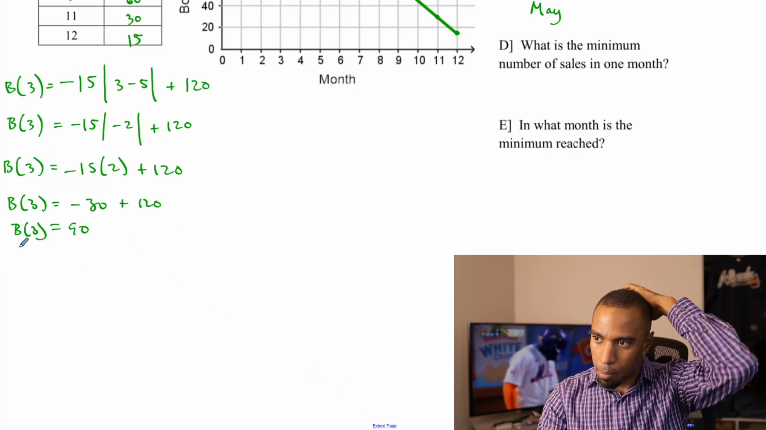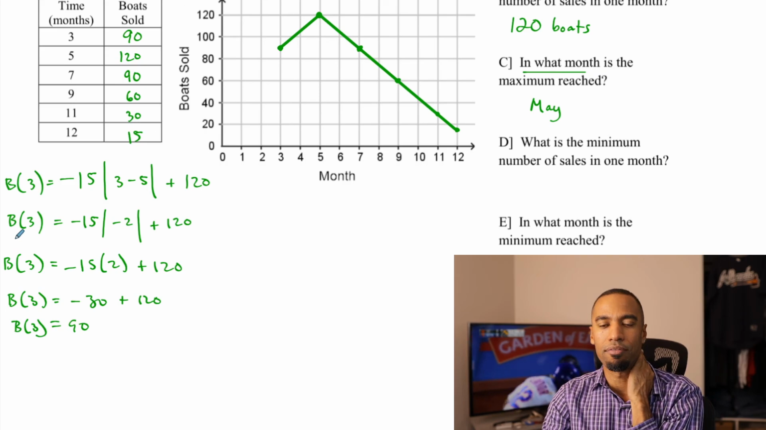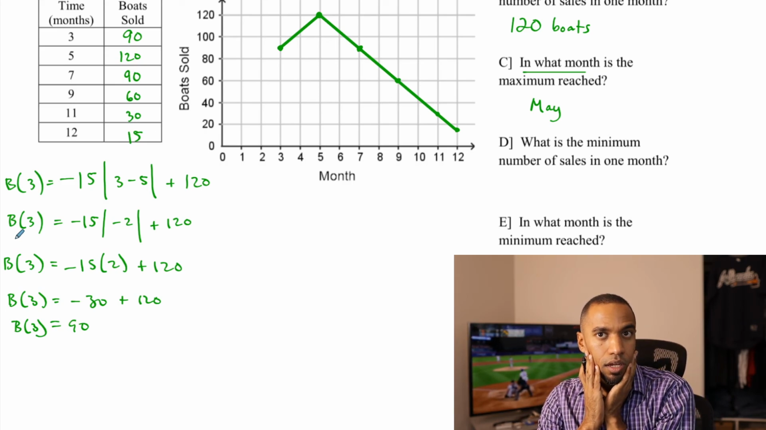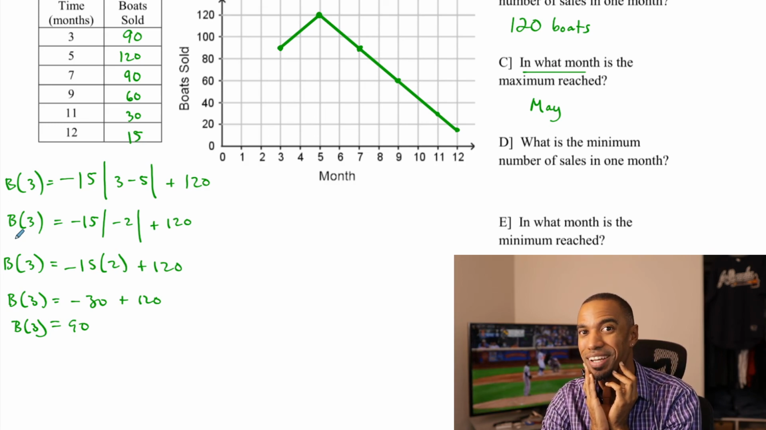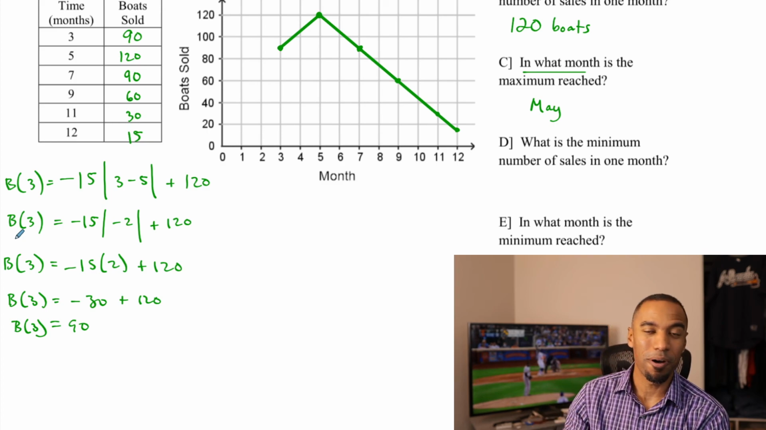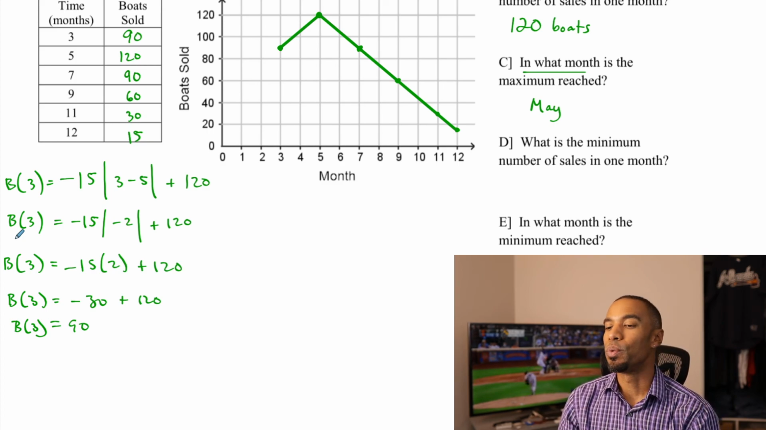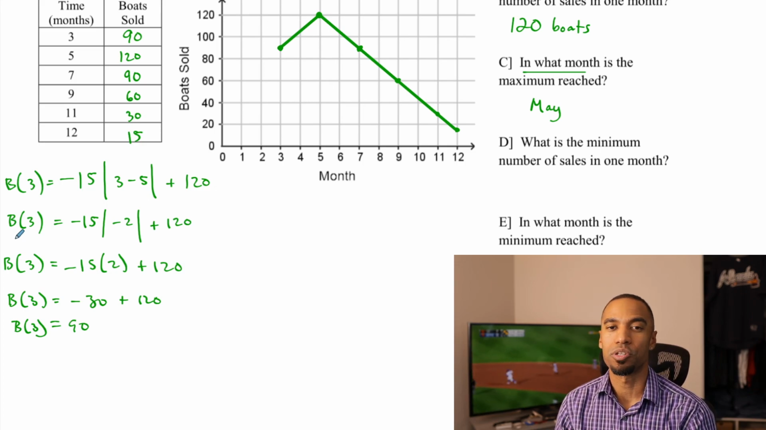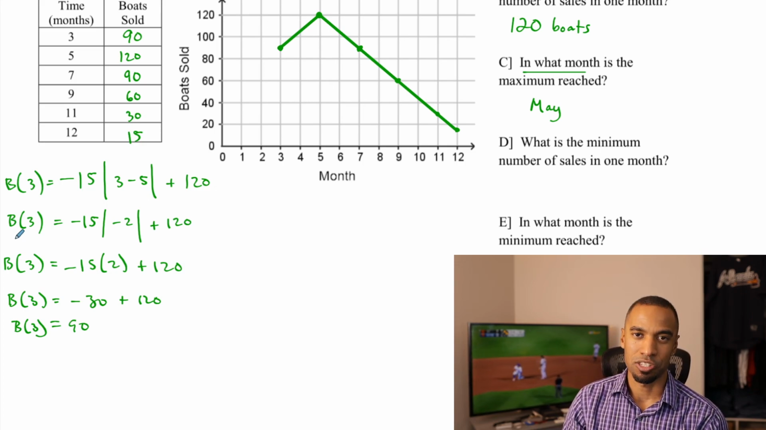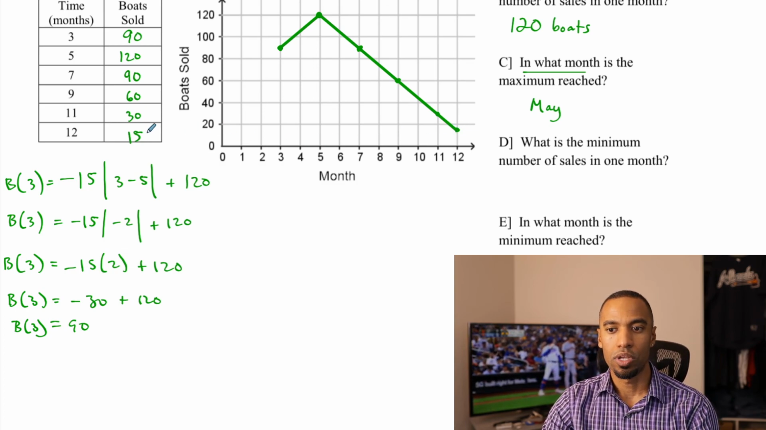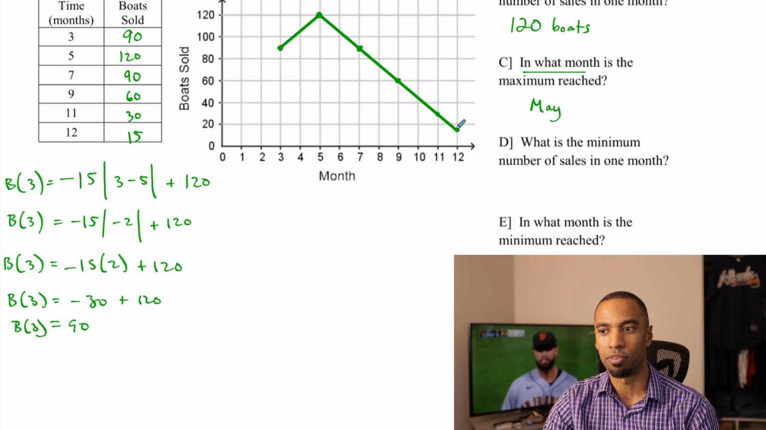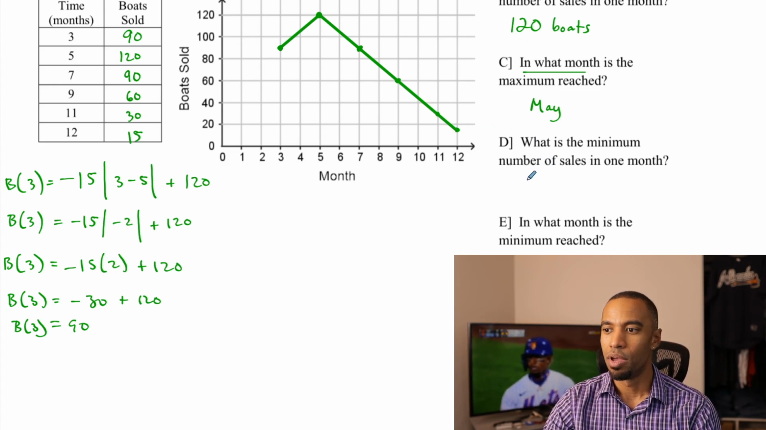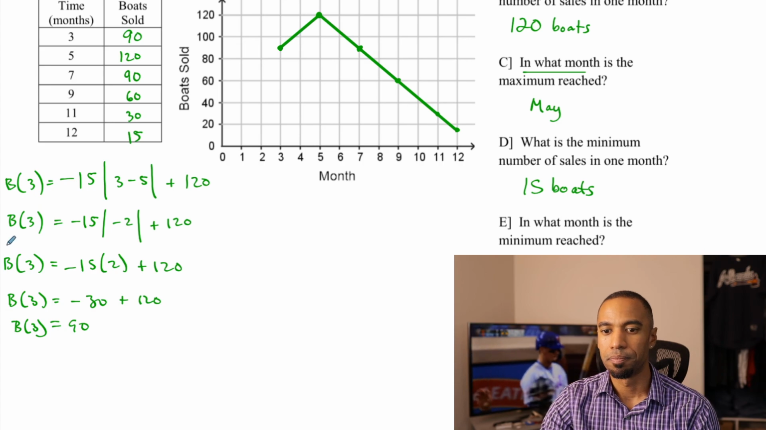All right, what is the minimum number of sales in 1 month? Now, the thing about this that you have to think about is this doesn't go down forever. So when I'd ordinarily say there is no minimum, we'll sell negative boats. We'll buy boats back. It doesn't really work that way. With regard to the domain that we have, what is the absolute minimum of our domain? That answer is, in month number 12, we sold 15 boats. And when we connect the dots, you can tell that that still hits the lowest in month number 12. So 15 boats is the minimum number of sales that is reached in December.